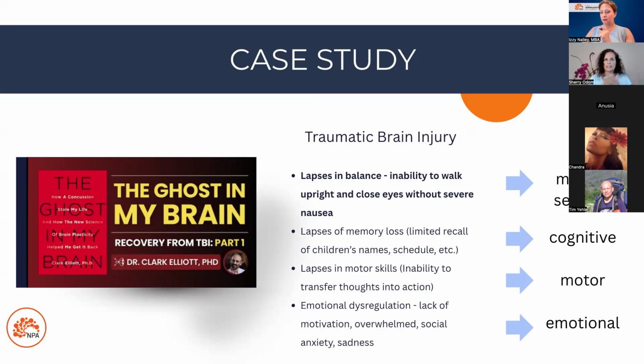And over a week's time frame, maybe not even that long, he started to have significant lapses in balance. He had an inability to walk upright. He couldn't sleep with his eyes closed because of the severe nausea that it caused. He had to learn to sleep with his eyes open. He ended up having memory loss. He could not remember his children's names. That was one of the first things he did as he woke up every morning, try to recall who his children were, what their names were, and their ages.